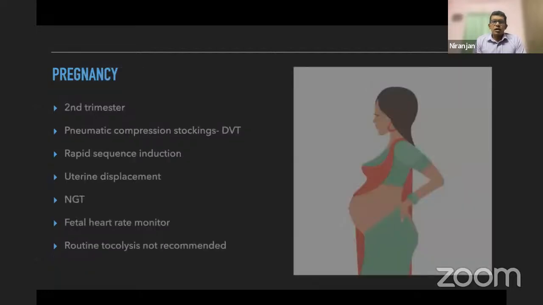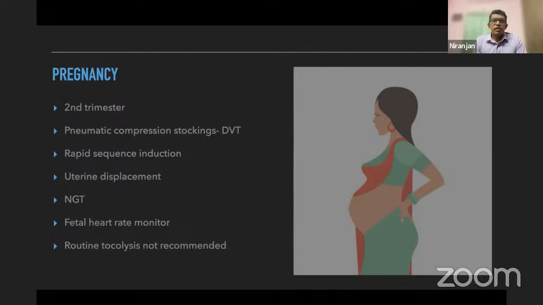So again, lastly, we do have pregnant patients who present for non-gynecological and non-obstetric surgeries. The ideal time would be the second trimester, when organogenesis is all over and there is still space to create pneumoperitoneum for surgical manipulation. So, what's the difference between pregnant lady and others?